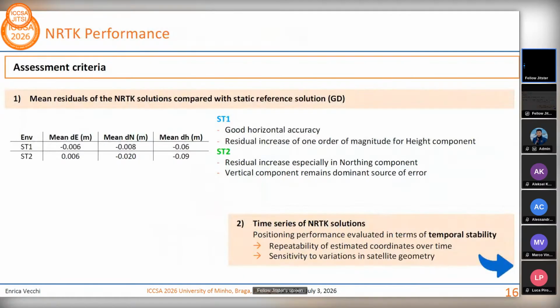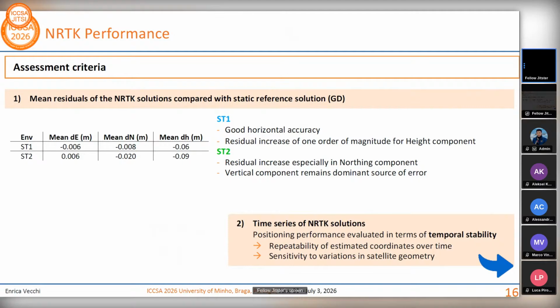Finally, we go to the NRTK performances that we assessed in two different ways. So once again, we compare the mean of the coordinates from the NRTK observation with the ground truth, and we can say that there is a good horizontal accuracy in the semi-open environment and at the millimeter level. For the height, we have 6 centimeters, but it's in line with the expected accuracy of the method, while in the semi-obstructed area, we have the same for the eastern component, while the northern component and height component increase by 2 times or 1.5.